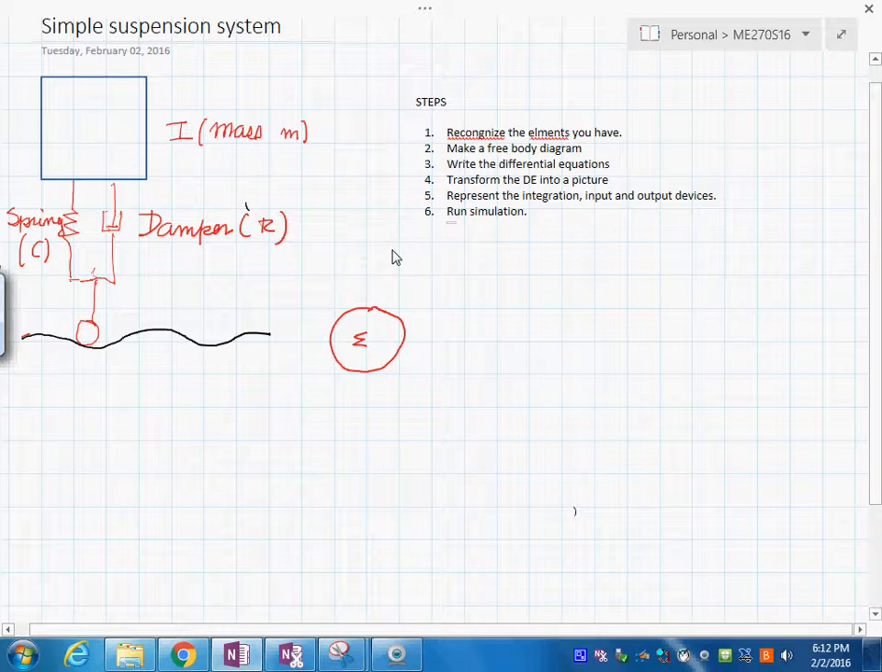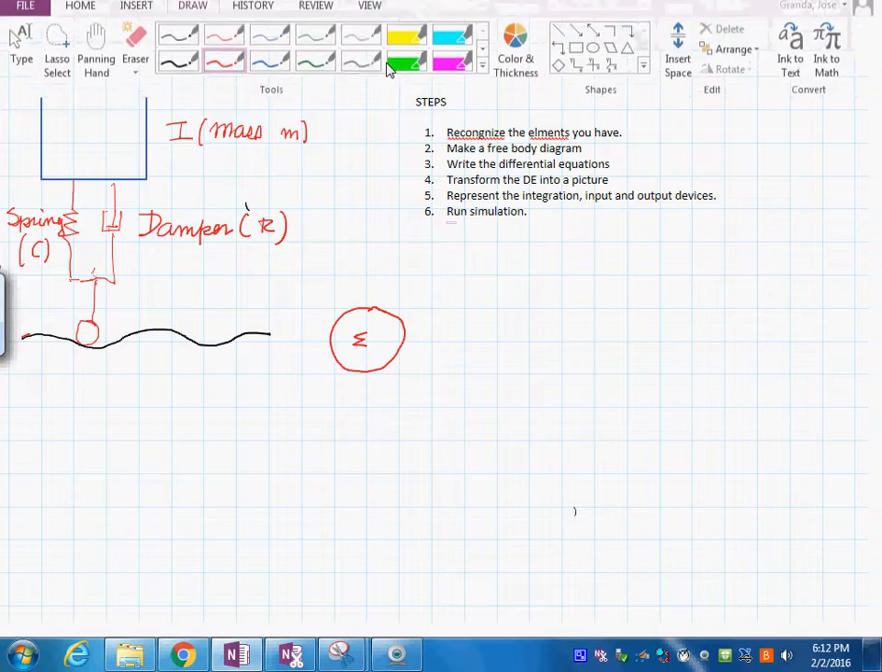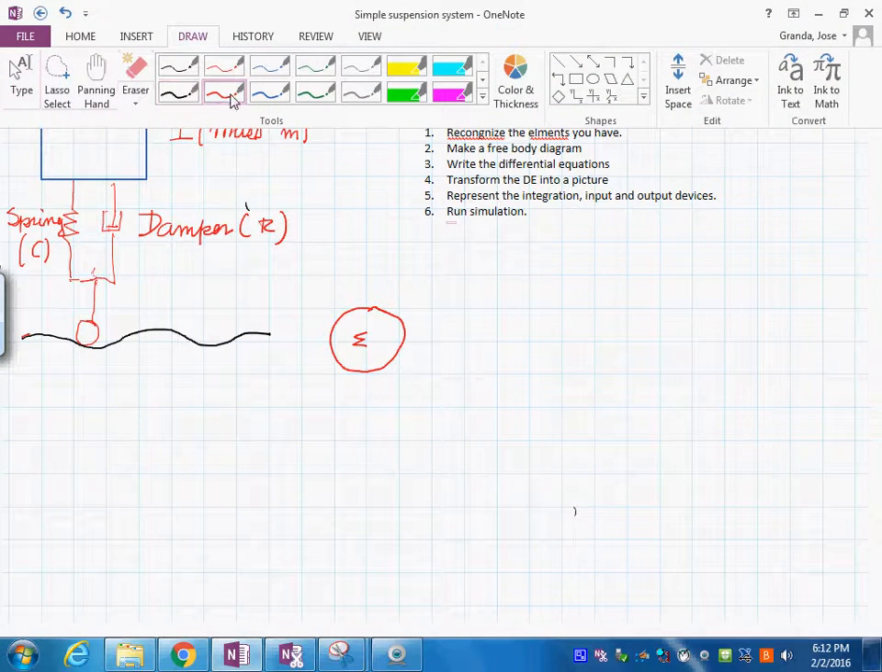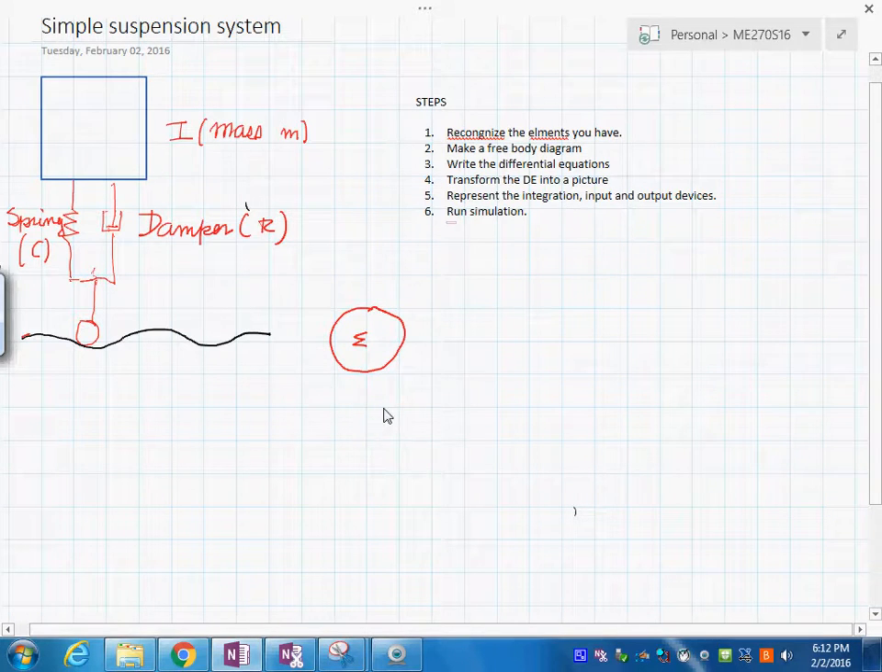Here, the way you do this free body diagram, let me just make some room in here. Okay, so write the differential equations.